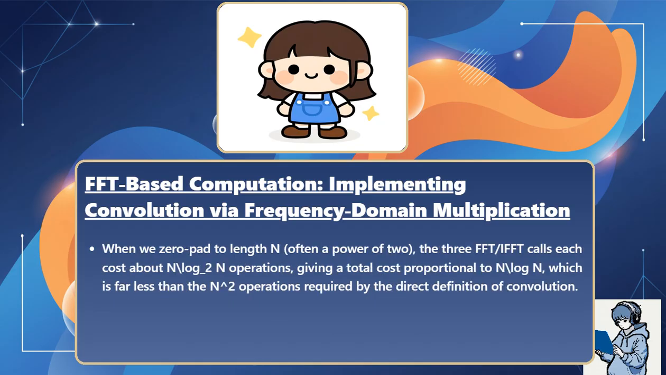When we zero pad to length n, often a power of 2, the 3 FFT and IFFT calls each cost about n log 2 n operations, giving a total cost proportional to n log n, which is far less than the n squared operations required by the direct definition of convolution.